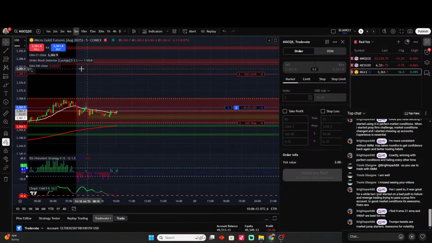At this point, then it's just managing your trades. So once we get profitable, once we get to a level that I'm comfortable with and I can add to, then we'll move our stops. That's how you trade. That's good. 9 EMA and 21 EMA and VWAP are best for me. Nice. That's decent. That's good.